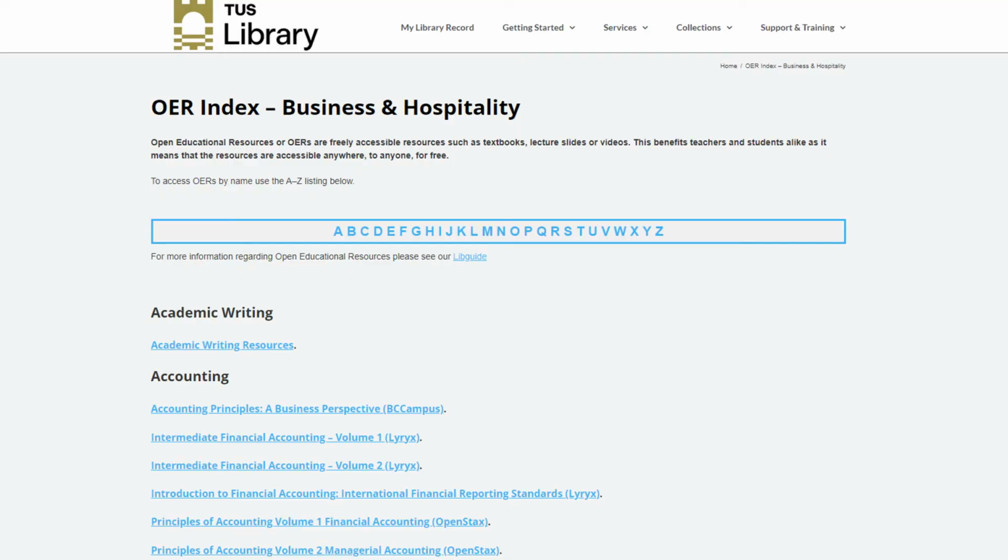So here's the finished product, an example of the Business and Hospitality Index, which is one of the 4 A to Z indexes that were created during the project. Each is arranged alphabetically by subject and is a collection of high-quality, subject-specific OERs.